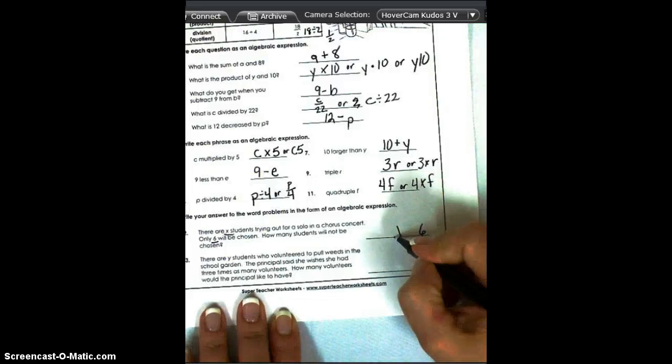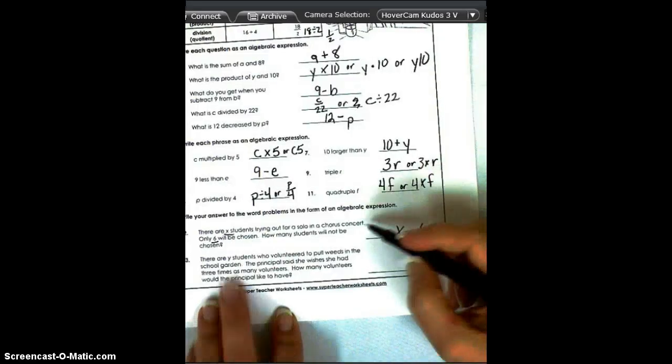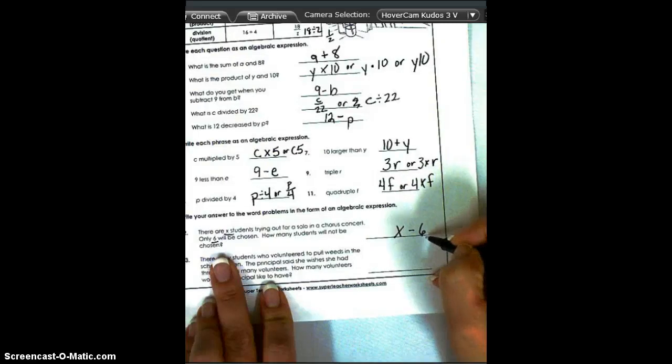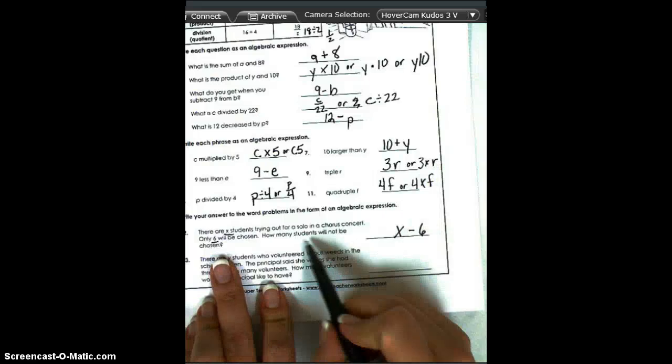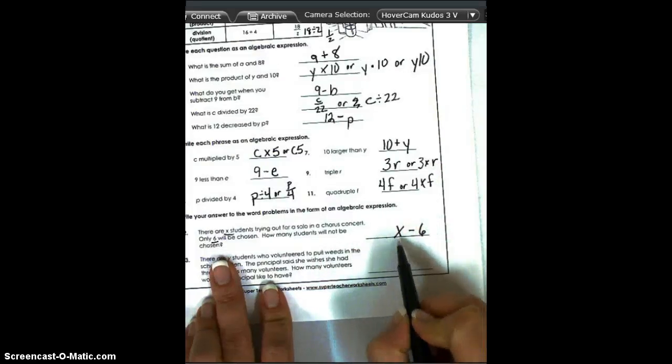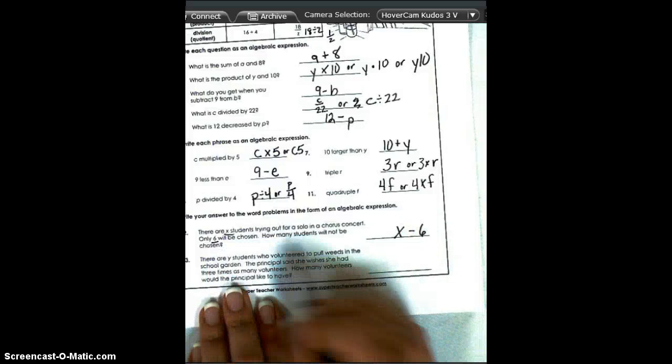So we need to figure out, well, we're not solving for x today, but x is what we don't know. We just know that there will only be 6, but the question was how many will not be chosen. So if we subtract 6 from x, we should figure out how many will not be chosen there.